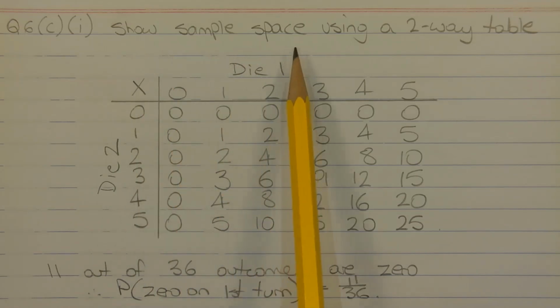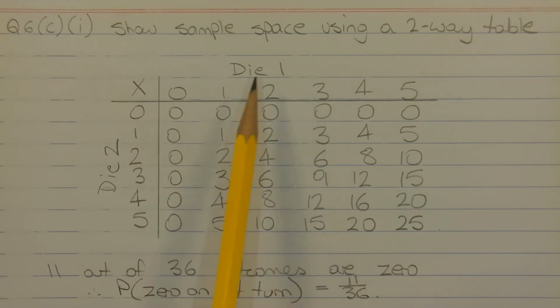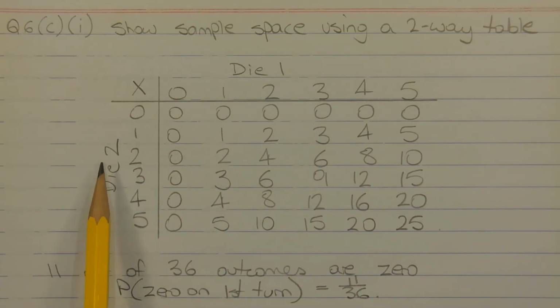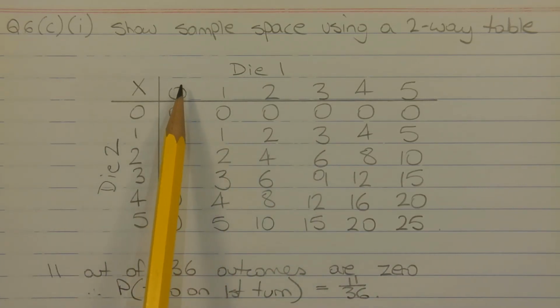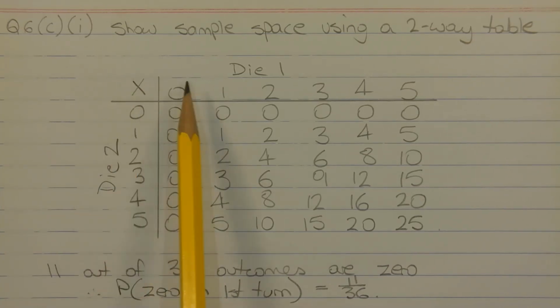We can show the sample space using a two-way table or an array. Now, the columns represent the result of die 1 and the rows represent the result of die 2. The results range from 0 to 5 for both dice, and we're multiplying the two results together to get each of the outcomes. So if we have, for example, 0 times 0, we get 0 here. 0 times 1, we get 0 here.